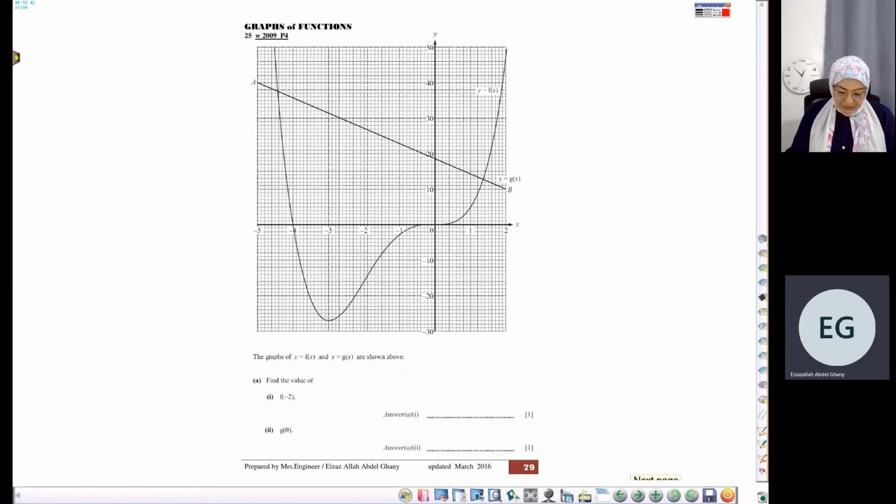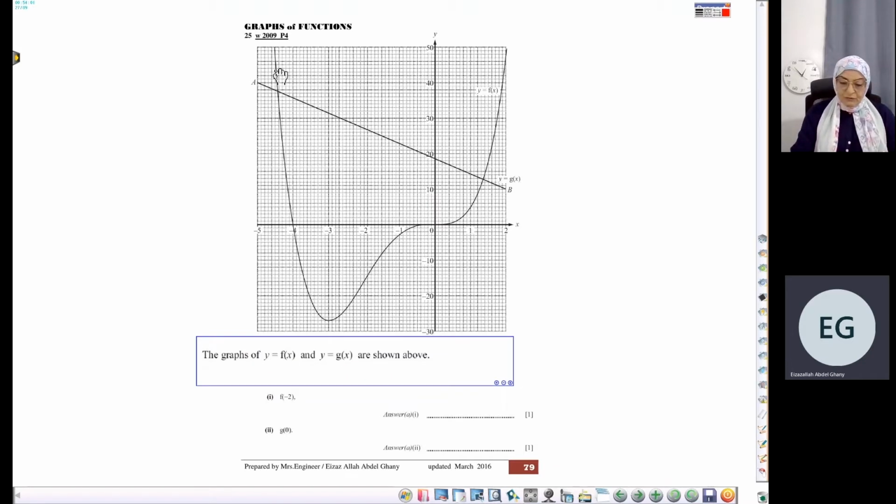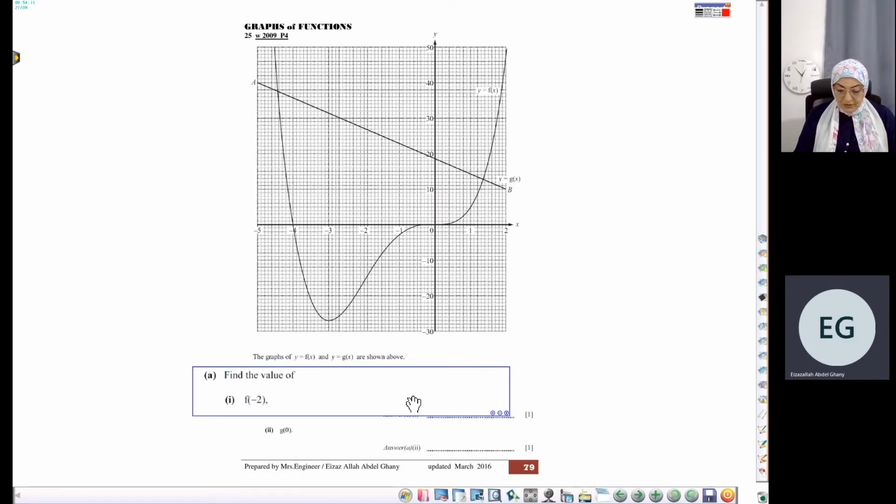Next question about this very famous question, which is a function. He didn't declare the name of the function. He didn't declare the equation of the function. He just told you that the graphs of y equals f of x, which is this curve, and y equals g of x, which is this straight line, are shown above. First question, find the value of f of -2.